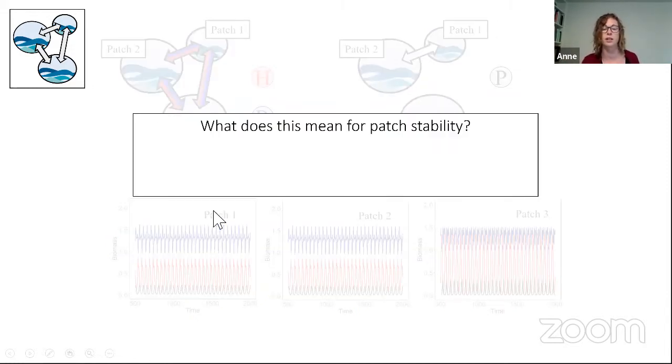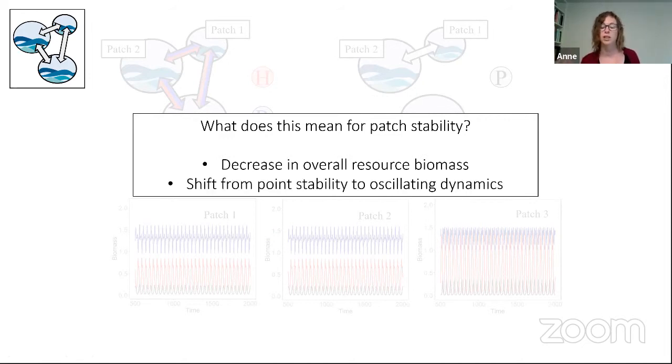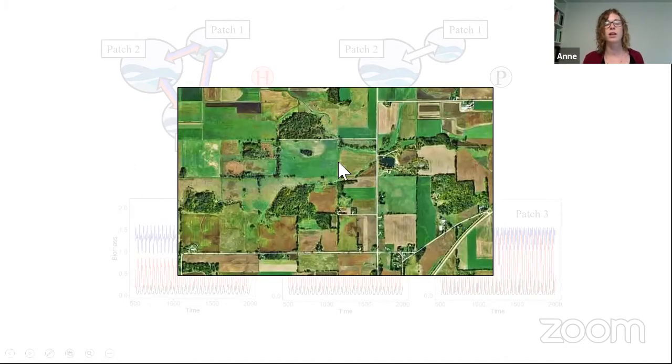So what does this mean for patch stability? We see a decrease in overall resource biomass, and we see a shift from point stability to oscillating dynamics. And so this is often the view that comes to mind. We often think about implementing this into habitat fragmentation and connectivity between patches and habitat corridors.